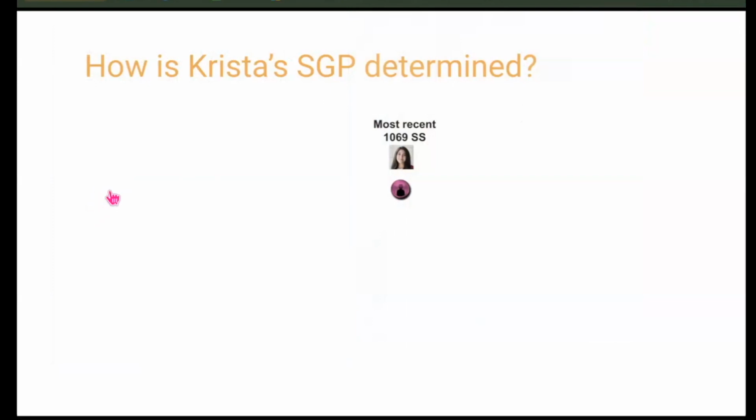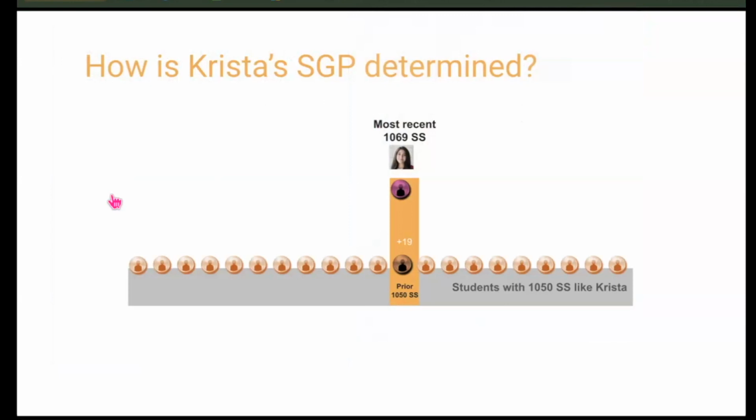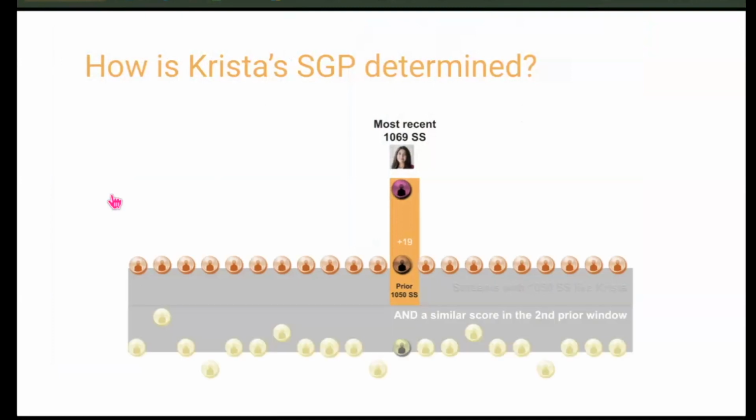Krista scored a 1069. She scored a 1050 prior to that. And just like all of these other students who also scored a 1069 and a 1050 the last time. We can refine this academic peer group by looking even further behind and considering the test data from a second prior testing window. We're looking for students who are walking the same achievement pathway as Krista, meaning they scored the same as Krista in both the prior and the prior. And we remove students who have not walked that same path.